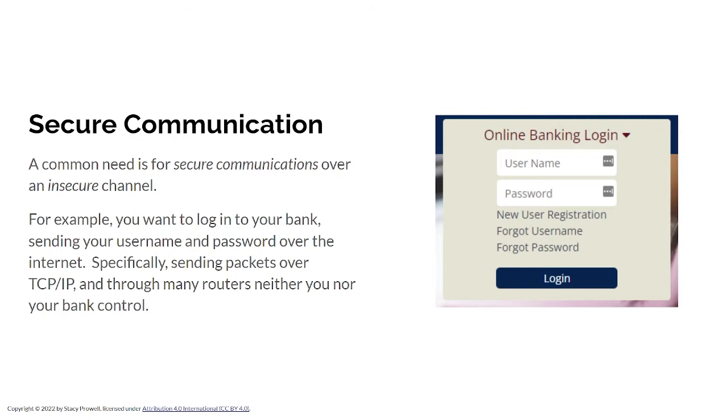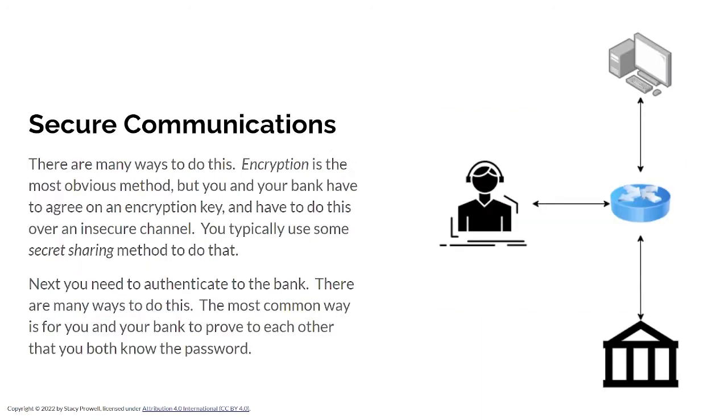You and your bank, neither you nor your bank owns all the routers and all the internet connections between the two of you. You might not even own the Wi-Fi that you're connecting to do that. So how do we do that? Well, there are many ways to do it. Encryption is the most clearly obvious method for secure communications over an insecure channel.